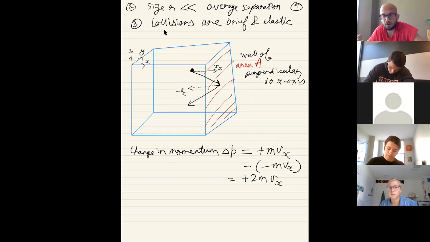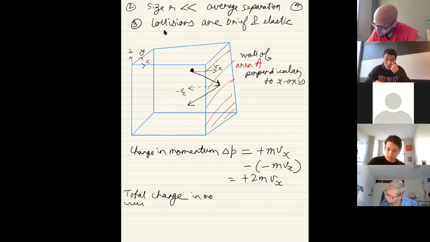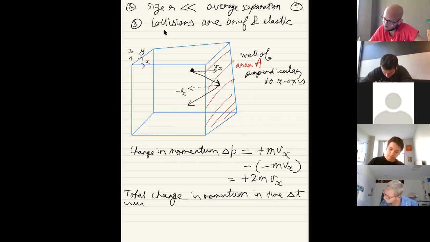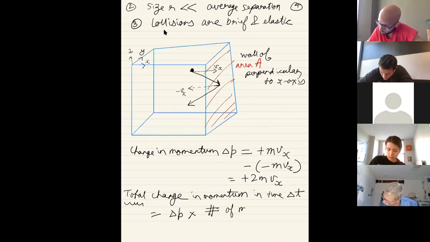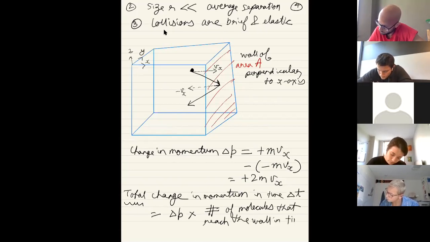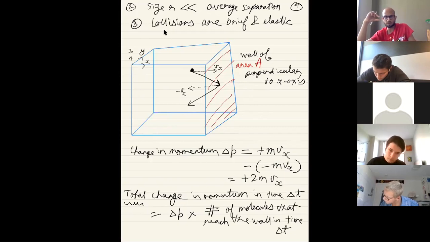And notice that we are interested in the rate of change of momentum as per Newton's law. So what we want is the total change in momentum. This is due to one gas molecule, right? So what we need is the total change in momentum. We will have to think about how many gas molecules we have in time delta t, which is some small amount of time. So what is this going to be? This is going to be delta p, the thing that we wrote over here, multiplied by the number, my hash is supposed to indicate the number of molecules that reach the wall in time delta t. This is kind of a subtle concept, but it's not too hard if you think about it. So we are thinking about a small amount of time.